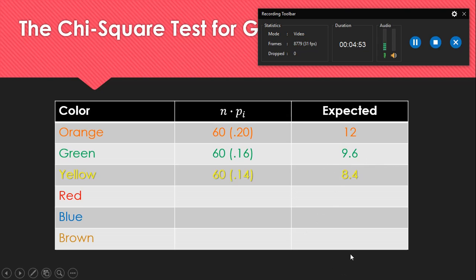14% yellow, so we expect to see 8.4. 13% red, 7.8. 24% are blue, so we expect to see 14.4 blue M&Ms. And then 13% are brown, so 7.8.